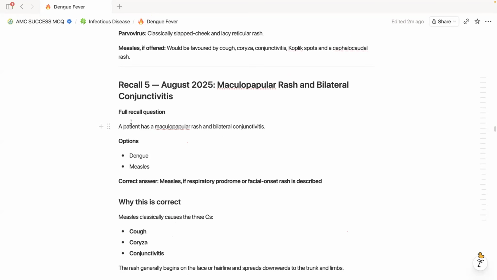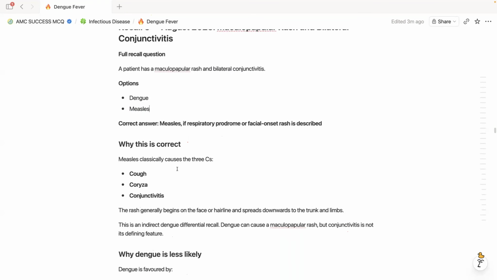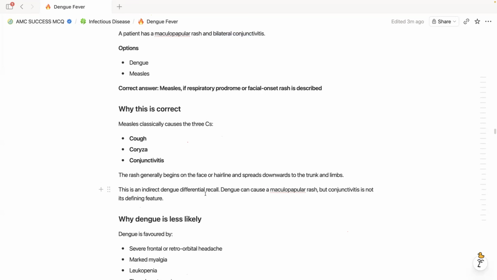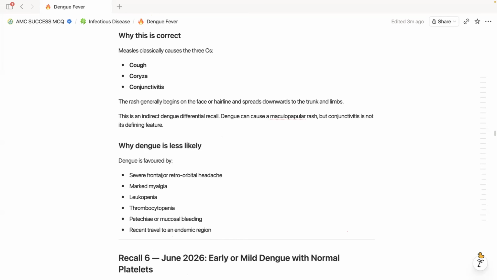The next recall: a patient has a maculopapular rash and bilateral conjunctivitis. Dengue or measles? Bilateral conjunctivitis is almost always in measles and Zika. If measles is there, go with measles, not with dengue. Here, especially a proton facial onset rash is described. The complex spot is in measles: cough, coryza, conjunctivitis, the triple C.